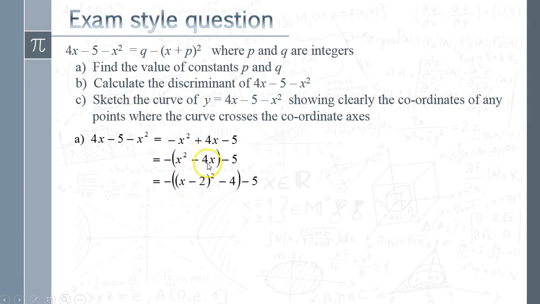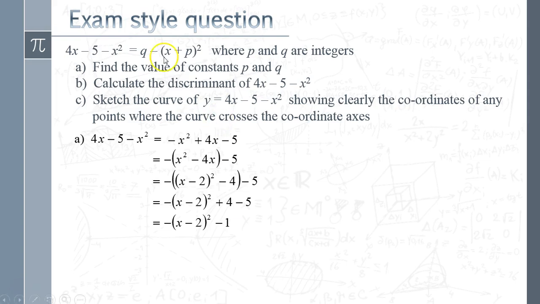So now I'm going to complete the square on the bit in the middle here. Half of 4 is 2, so I've got x minus 2 all squared, and then take off the 4, which comes from the 2 times 2. Now multiply out the bracket, so I've got minus x minus 2 all squared, minus minus x plus 4, and there's the minus 5, and then finally tidy up those two terms at the end. So I've got minus x minus 2 all squared minus 1.